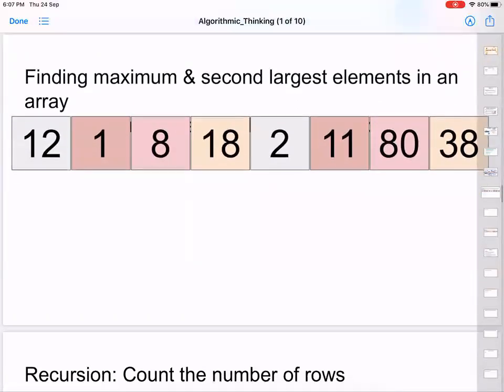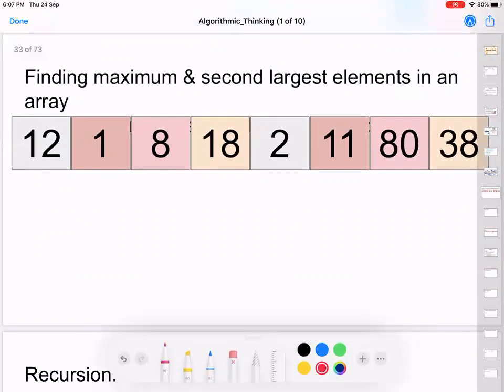Let's try to answer one more similar question. Now, what if you have to find the largest and the second largest element in an array? In how many comparisons can you do it? And let's try to minimize this number of comparisons.